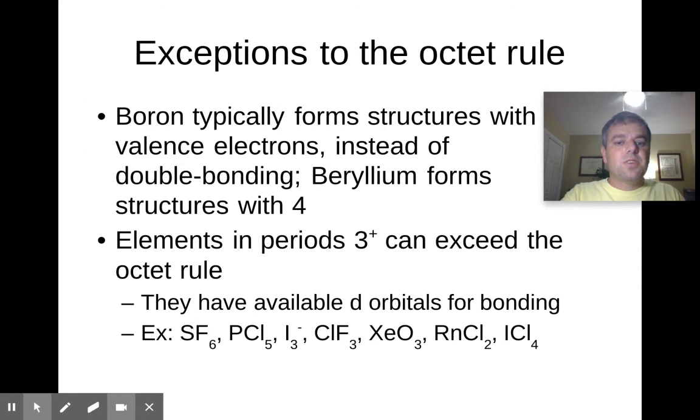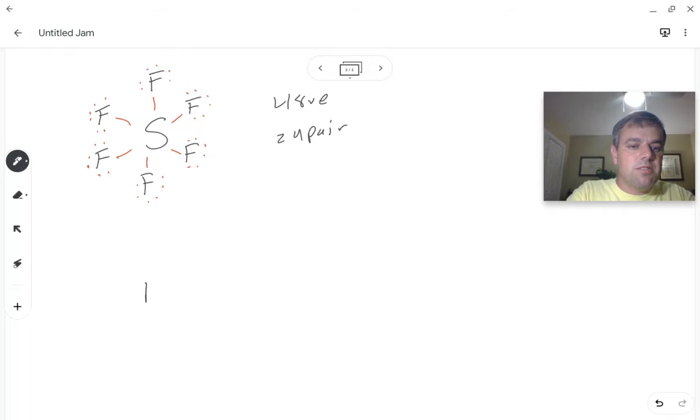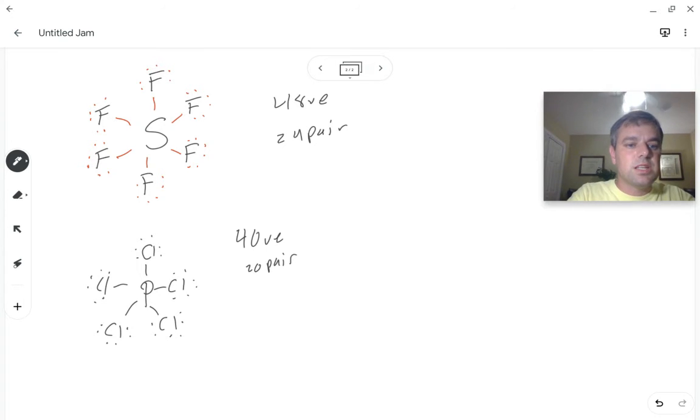We'll look at phosphorus pentachloride. We've got phosphorus, and then we've got chlorine, chlorine, chlorine, chlorine, and chlorine. We add up our electrons, 7, 14, 21, 28, 35, plus 5 is 40 valence electrons, or 20 pair. So we go 1, 2, 3, 4, 5, 6, 7, 8, 9, 10, 11, 12, 13, 14, 15, 16, 17, 18, 19, and 20 pairs.